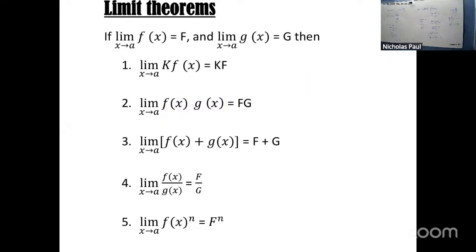The fourth is just like 2. You can divide: the limit of f of x divided by the limit of g of x. So the fourth one is the same as the second one. The fifth one is the most important rule.